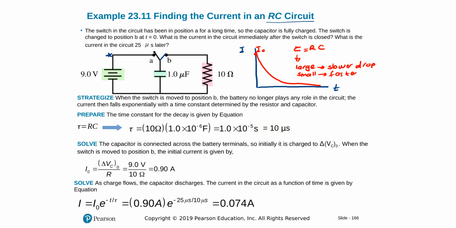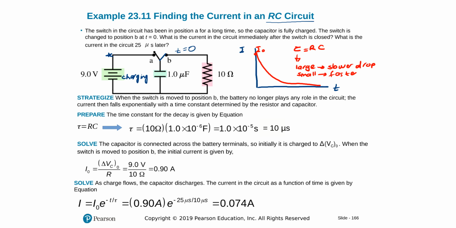So let's read it. The switch in the circuit has been in position A for a long time. That's the charging. The capacitor charges from the power source. So in a way we can call the left side here the charging side. It's fully charged, and then the switch is changed to position B at t equal to 0.